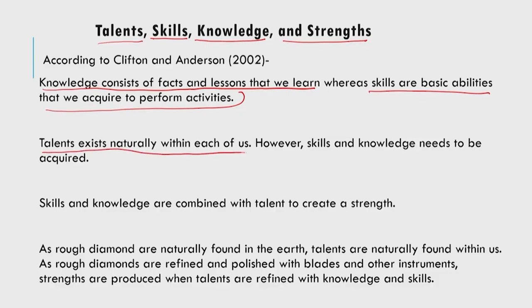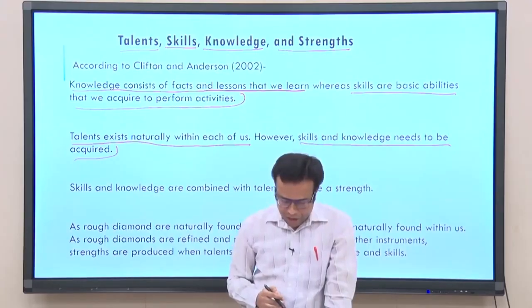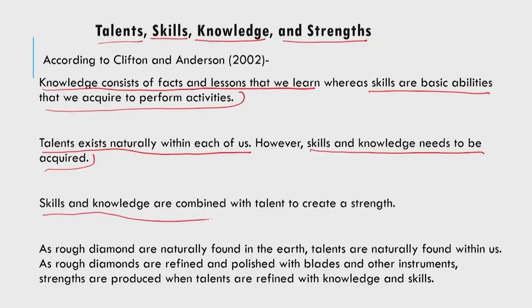Talents exist naturally within each of us. Talents are some of the natural abilities that we all have, to make instant connections, the ability to communicate. So, these are talents that may be very naturally occurring in us. However, skills and knowledge need to be acquired. You need to make efforts and learn them. Skills and knowledge are combined with talent to create strength. So, when skills and knowledge are combined with your talent, it becomes a strength. So, this is their idea.